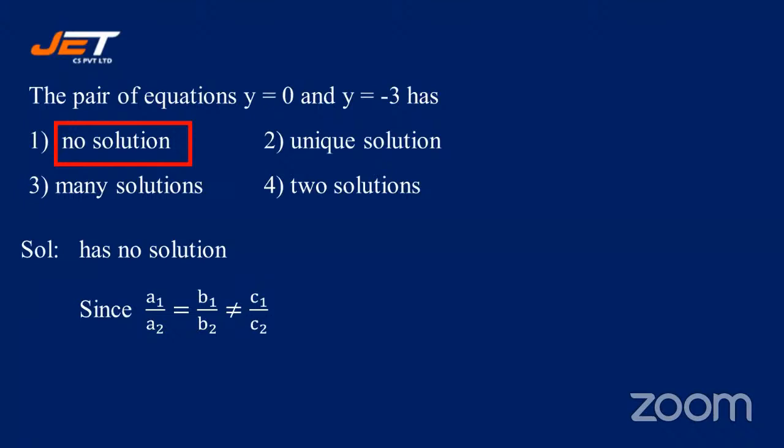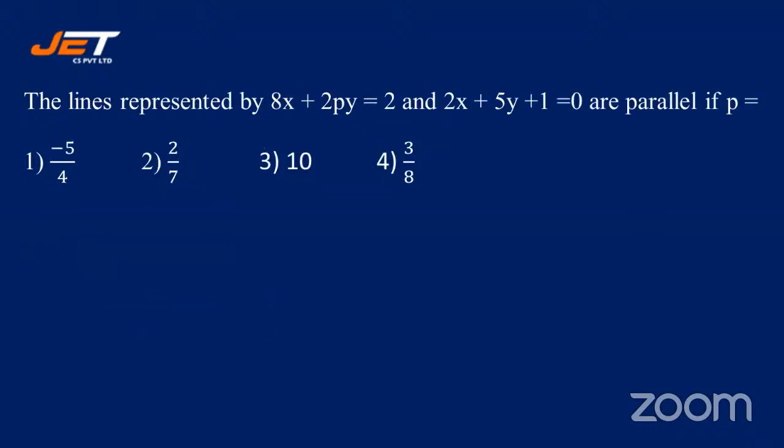How? A1 by A2 is equal to B1 by B2, but not equal to C1 by C2. All right, see the next question.